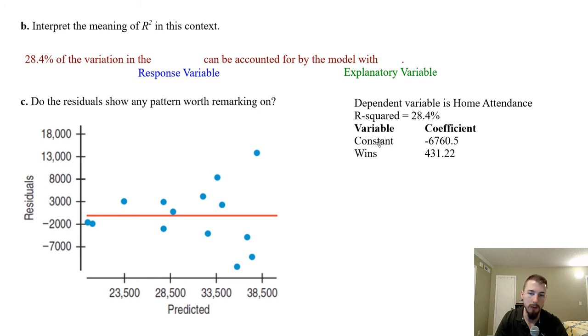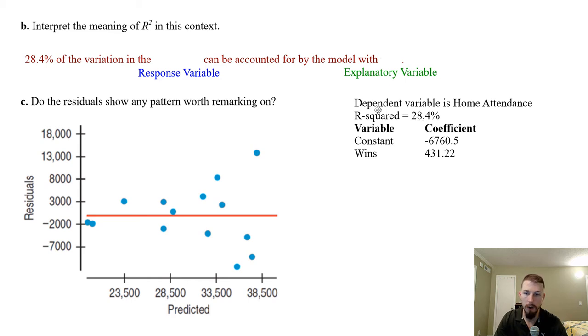And then over here for the variable, the constant is going to be the y-intercept because that's the one that's constant. That's not the slope. And wins is going to be the slope, and wins is also our explanatory variable. So here we have a y-intercept of negative 6,760.5 and a slope of 341.22.